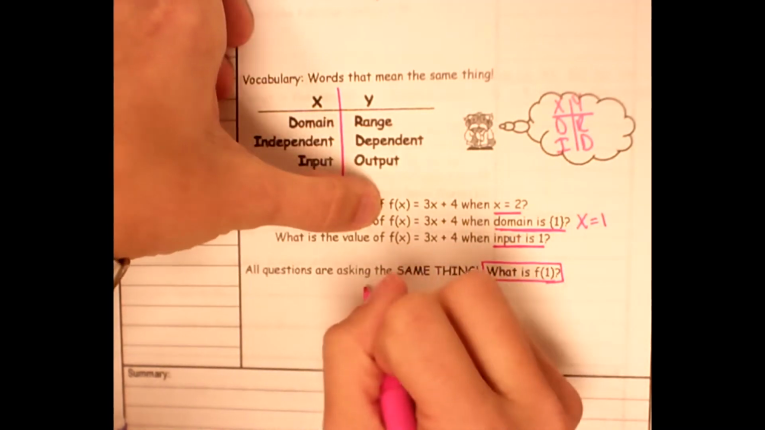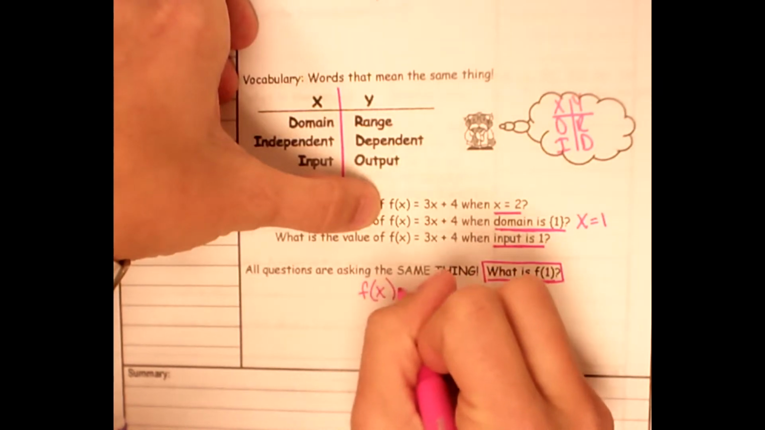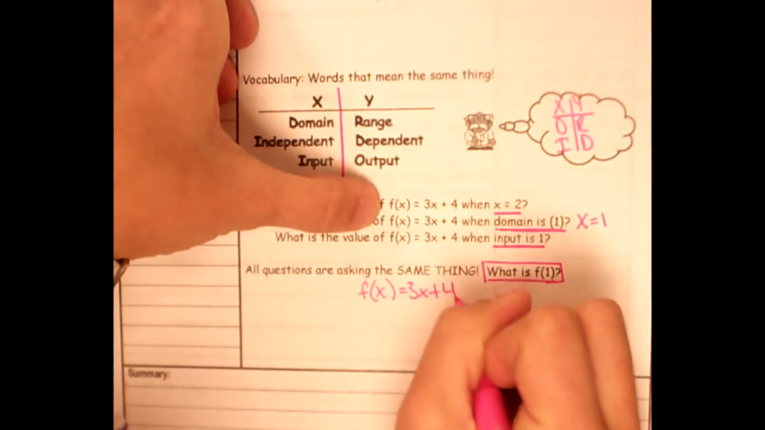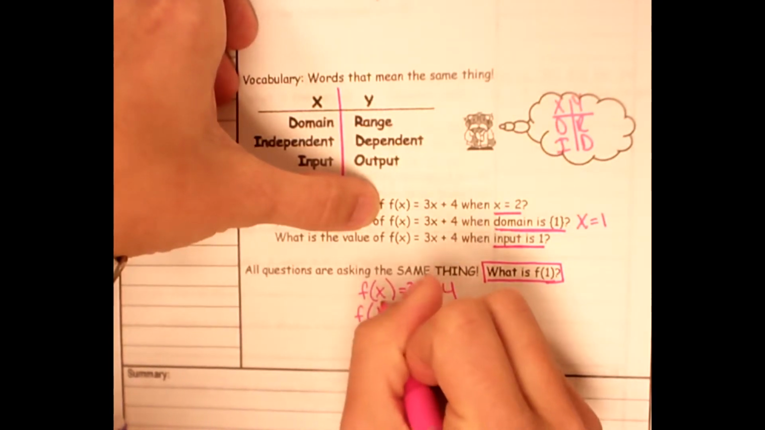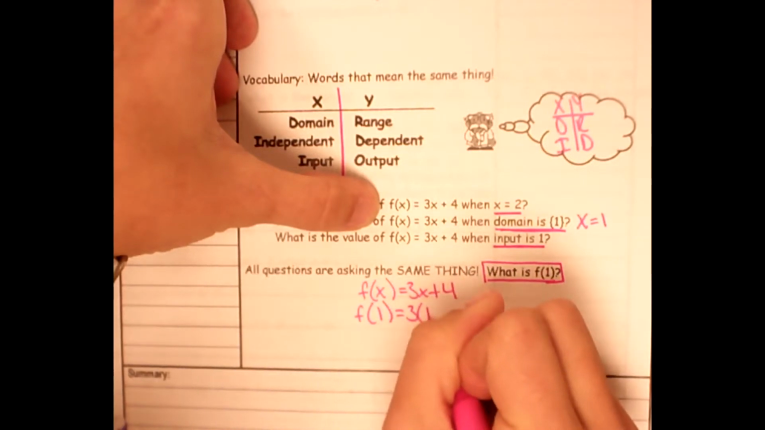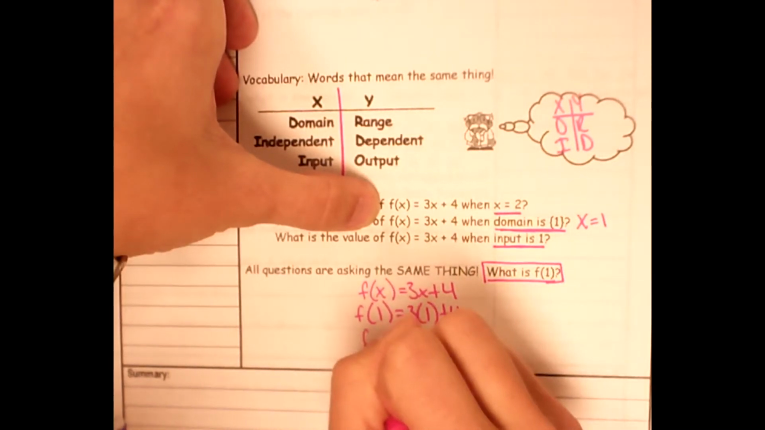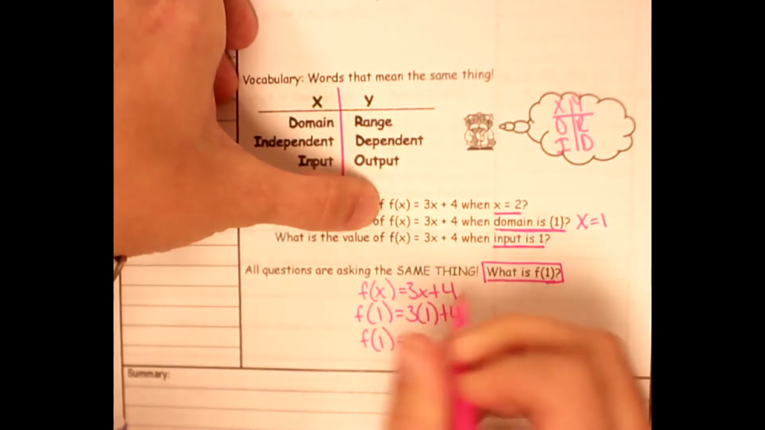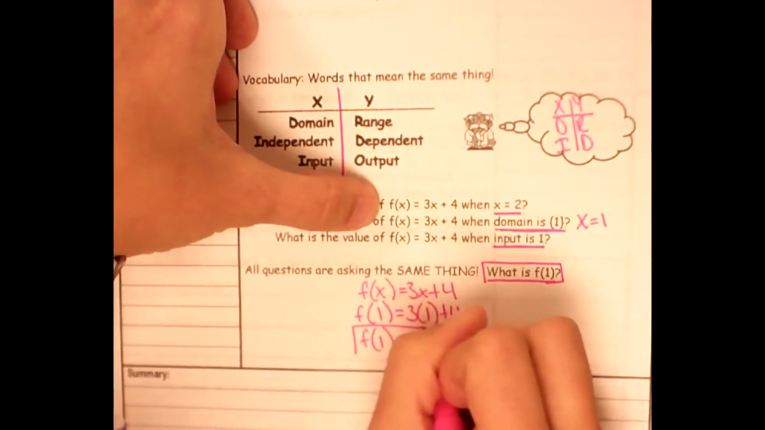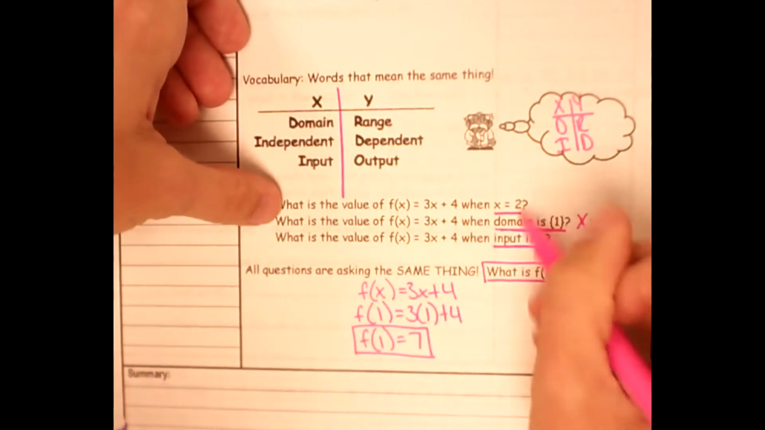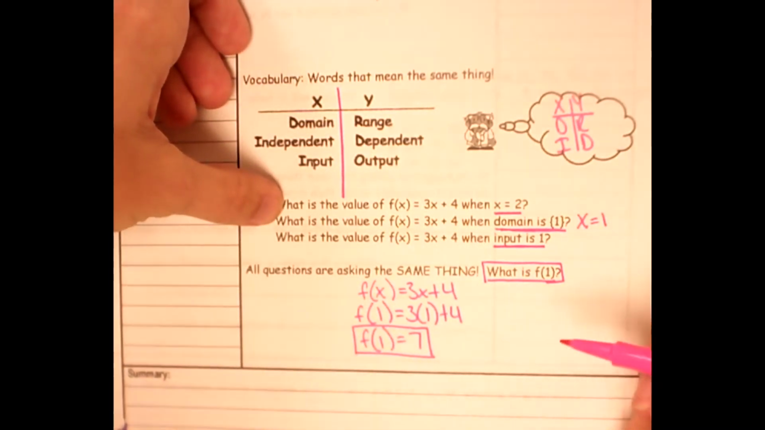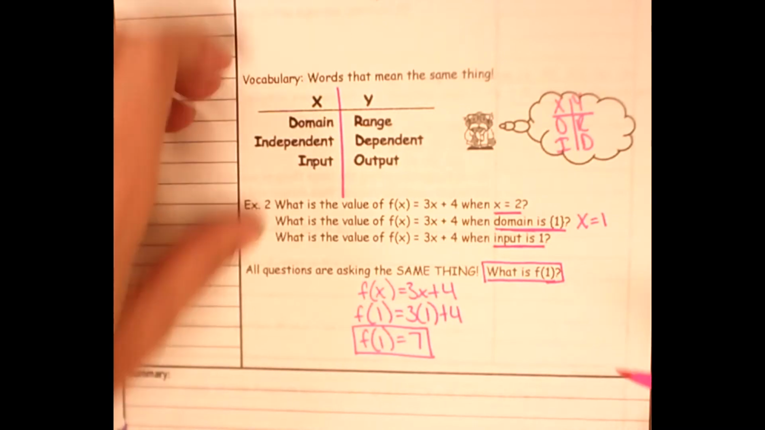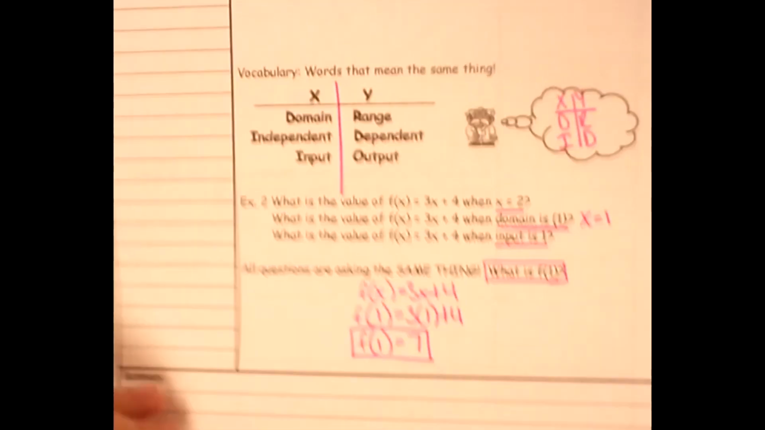So using my function, when you substitute in f of 1 for x, you get 3 times 1 plus 4 is 7. But you need to recognize that these are 3 different ways they can ask the exact same question. So turn to the back.